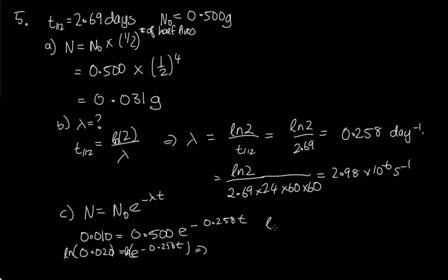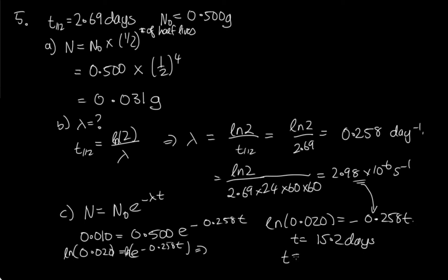So doing that gives us log of 0.020 is equal to minus 0.258 t, and so t is equal to 15.2 days. Now if we wanted to do it in seconds, we would use this decay constant here instead. So this goes down here instead, and then our answer would be in seconds. If we do that, then we end up with the time in seconds being 1.31 times 10 to the 6 seconds. But this number, 15 days, is probably a lot easier to visualize.